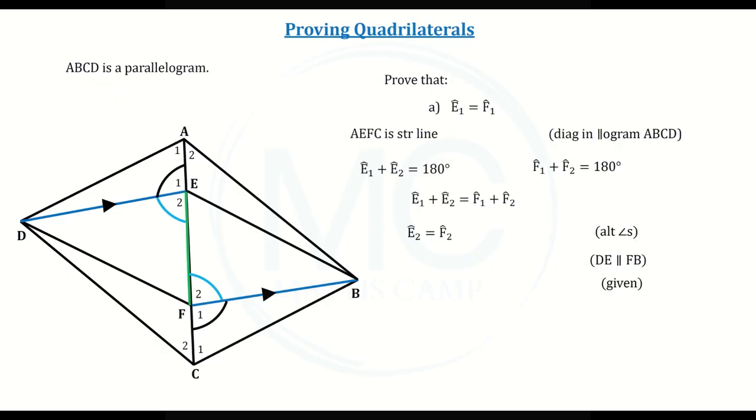Angle E2 is equal to angle F2, and we know that in an equation, if we have equal terms on both sides of the equal sign, they will cancel each other out. So now we can cancel out E2 on this side and F2 on this side. Now we're left with angle E1 on the left, which is now equal to angle F1 on the right. And we have now proven these angles equal.